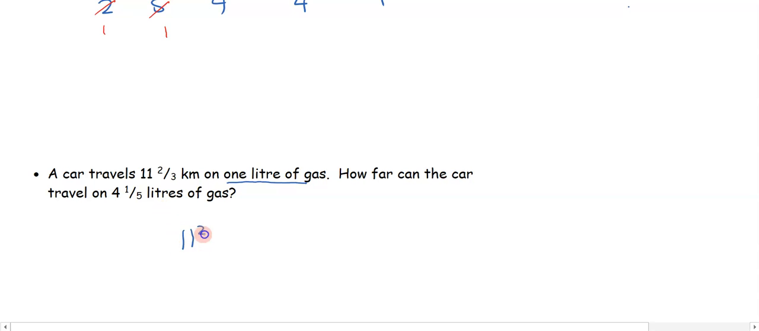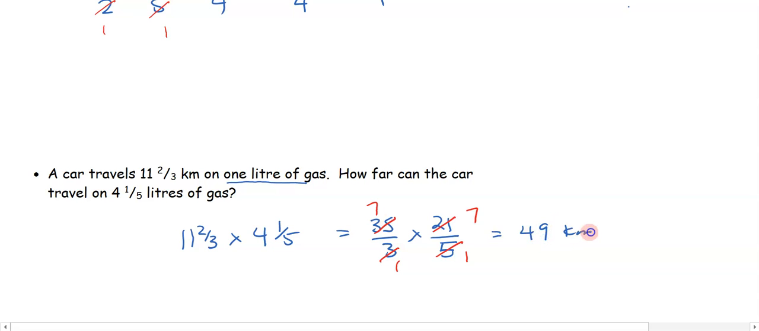So I'm going to take 11 2/3 and I'm going to multiply by 4 1/5. And again, I have to change them to improper. 11 groups of 3 is 33 plus 2 is 35. 4 groups of 5 is 20. 20 plus 1 is 21. So that's a 5. And then I'm going to do some canceling. Looks like there's lots of canceling, which is nice. And so I can see that this car can travel for 49 kilometers. In a word problem, you want to give a nice unit to answer the question, on 4 1/5 liters of gas.